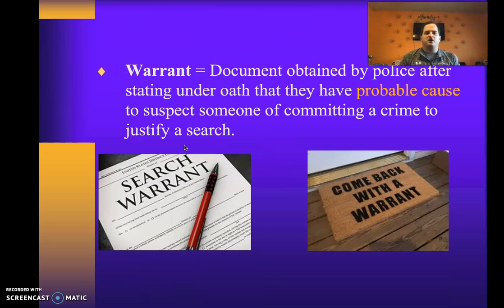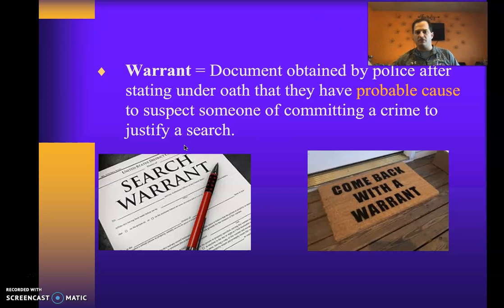So typically cops are going to need a warrant to search you, and that's a written document obtained by police after stating under oath that they have probable cause to suspect someone of committing a crime. So if, let's say the cops get a report that I'm dealing drugs out of my house, neighbors around me are complaining about it, the cops might come stake out my house. They might sit in a van down the street and watch my house and keep track of how many people are coming in and out of my house during the night.